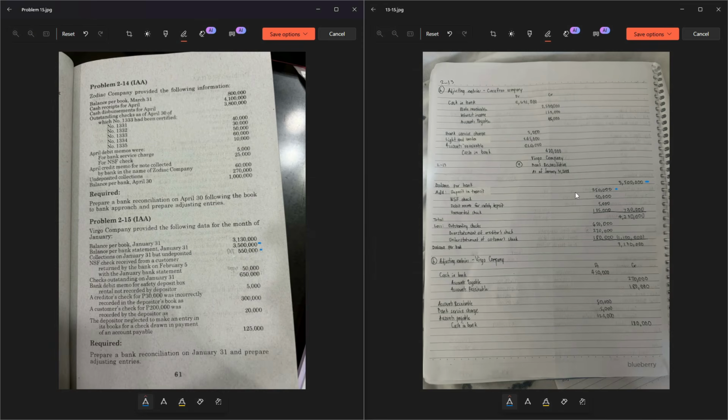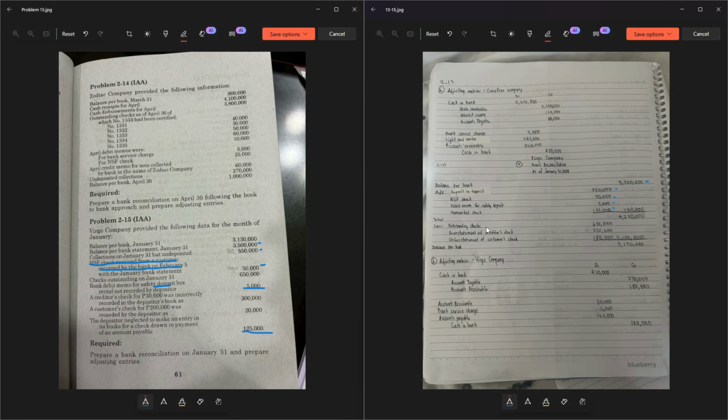So, 2-15, Virgo Company Bank Reconciliation as of January 31, 20XX. So, the balance per bank is 3,500,000, which is derived from here, stated. 550,000 for deposit in transit, the undeposited collections. Then, NSF check of 50,000. NSF check received, so returned by the bank on February 5, this one. Then, the debit memo for safe deposit box, this one. Then, the unrecorded check, this one. Total of 730,000. Add that to the unadjusted balance per bank to get your total of 4,230,000.